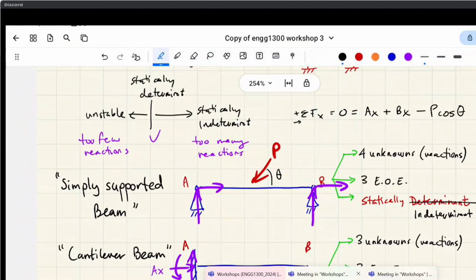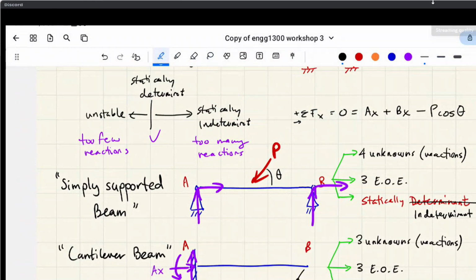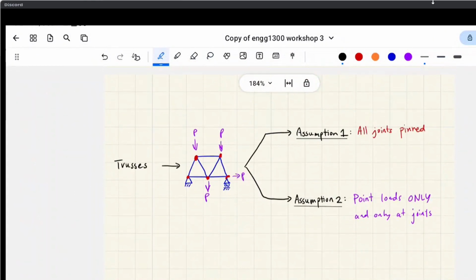Yeah, cool. I'm going to check the chat again. Yeah, cool. Sorry, I just spoke for an extra 5 minutes longer than I needed to about that. But yeah, so back to trusses. I've got my notes up now. They've loaded.